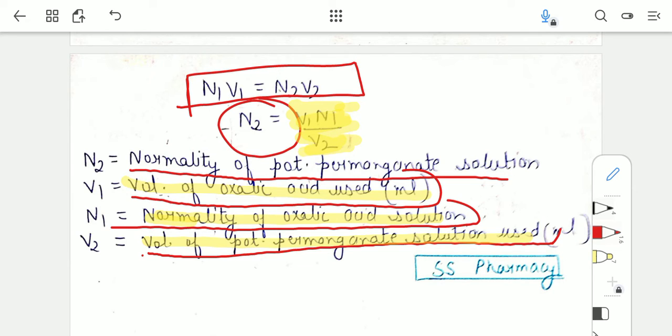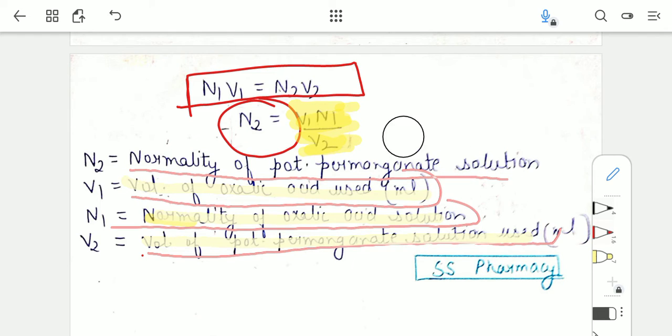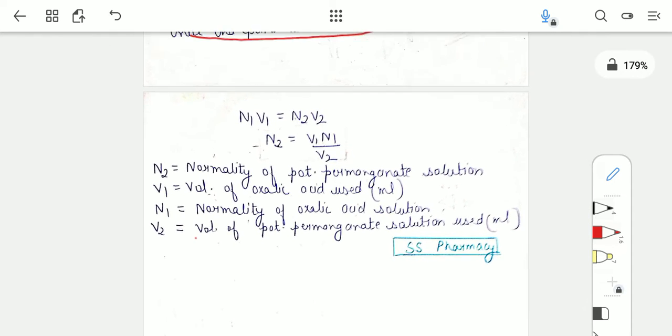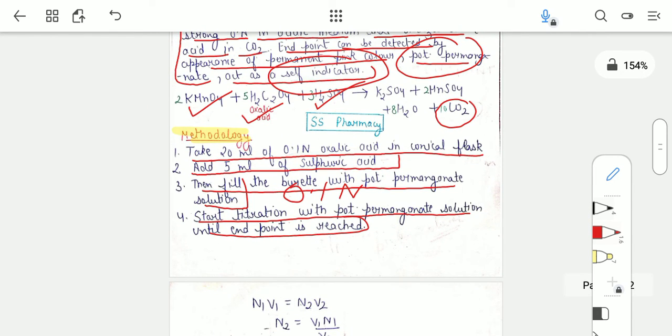Okay, so this was all which was in the preparation as well as the standardization of potassium permanganate. So with this video we have completed the preparations and the standardizations of all our compounds in our pharmaceutical analysis. So in the next video we will continue further with our first module.